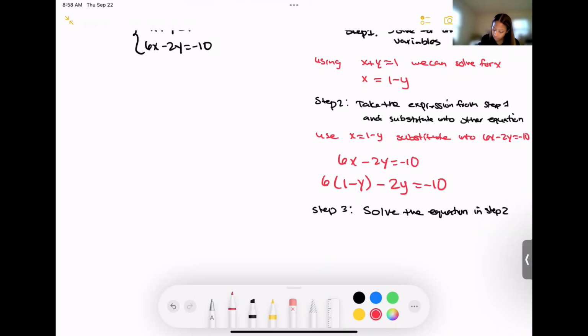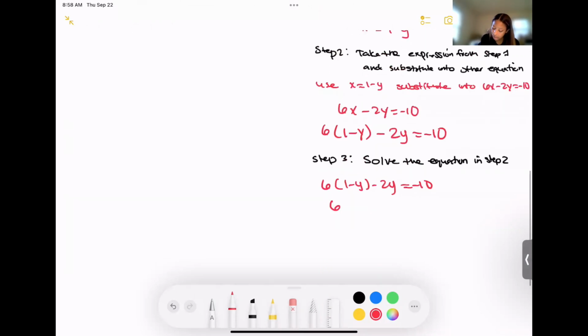All right, we solve this. We get 6. We have to distribute. I'll just rewrite the whole thing. So we have 6 minus 6y minus 2y equals negative 10. That will give us 6 minus 8y equals negative 10.